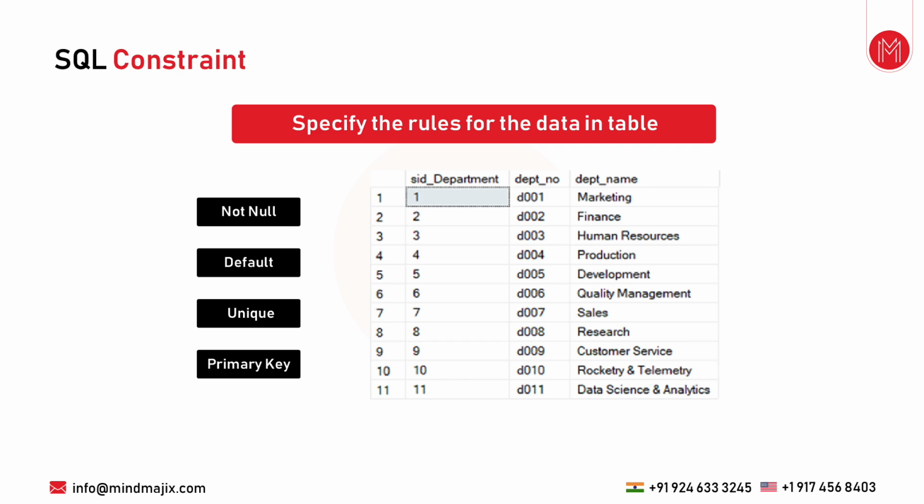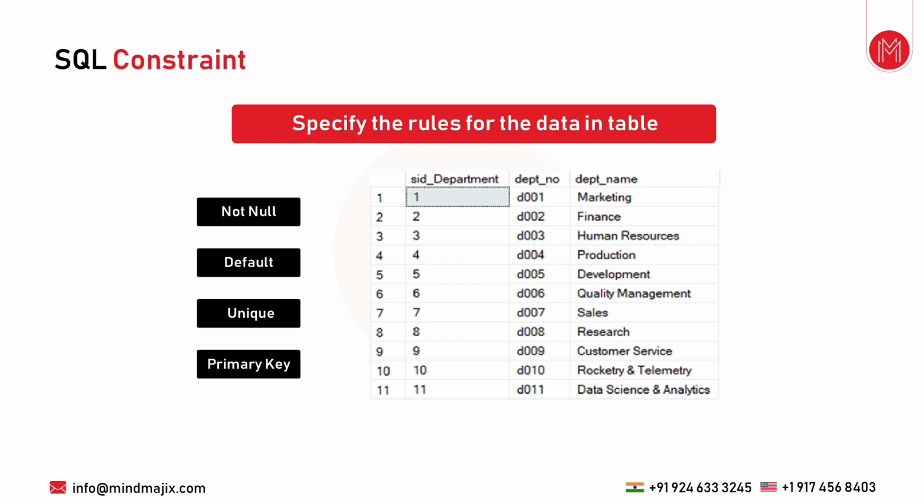There are mainly four kinds of constraints: not null, default, unique, and primary key. Now, talking about not null, when we define a constraint as not null, that means that particular column cannot hold a null value. Default stands for an option where we need to give a default value for a specific column. For example, if I'm making a table and I set the employee age as default to 25, that means that particular column in the table will always hold a 25 as a value.